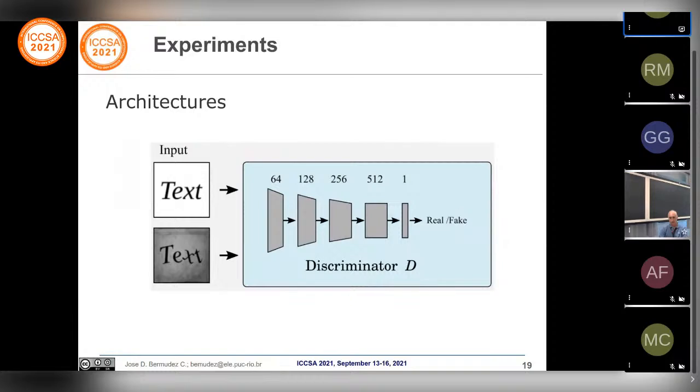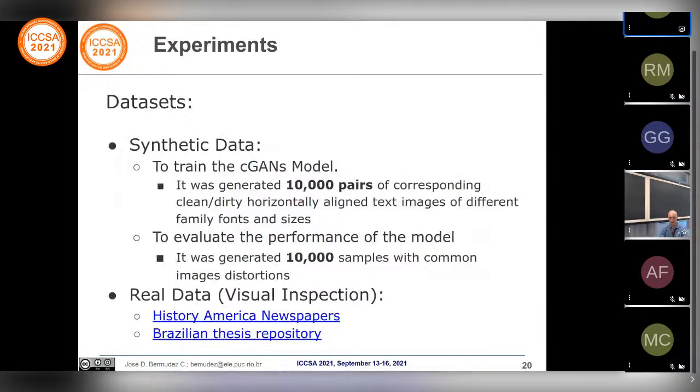For training, because we don't have paired images in real life, we generate synthetic data. To train the conditional GAN models, we generated 10,000 pairs of corresponding clean, dirty, and horizontally aligned text images of different font families and sizes, so the model is robust to scale, for instance. And to evaluate the performance of the models, we generate another 10,000 samples with common distortions. For real data, we evaluate the models via visual inspection analysis.